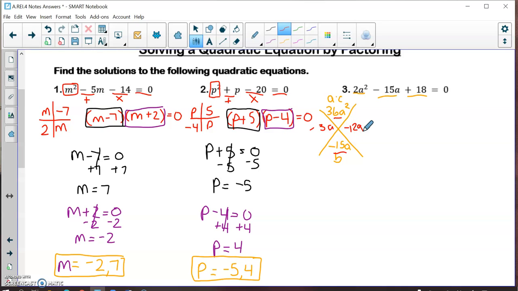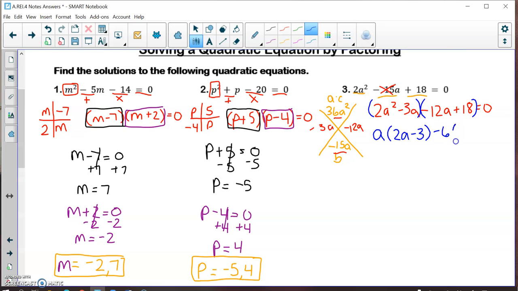All right, so now I rewrite my quadratic equation as 2a squared minus 3a minus 12a plus 18 is equal to 0. Now that we have 4 terms, we're going to use factoring by grouping. My greatest common factor out of my first two terms would be an a, and I'm left with 2a minus 3. Out of my next two terms, I would factor out a -6, and I'd be left with 2a minus 3.